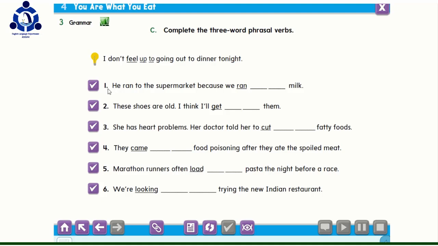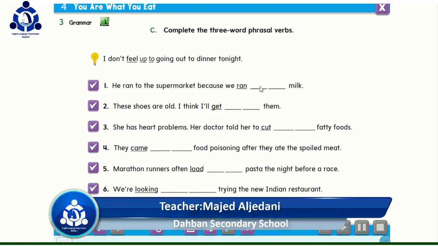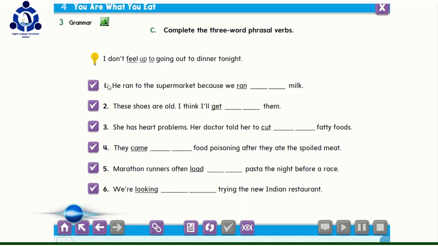Look at the first example. We ran to the supermarket because we ran... So what should I write here? Look at the example. Run out of milk. What is the meaning of run out of milk? Or ran out of? It means came to an end of, or used up. So when we run out of something, you don't have it anymore. You used it all.